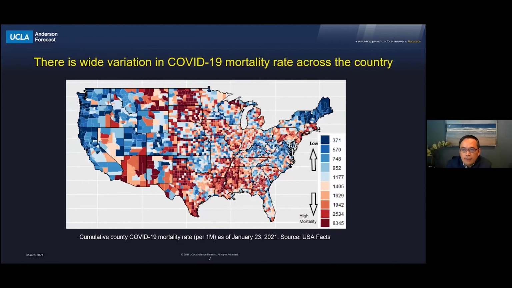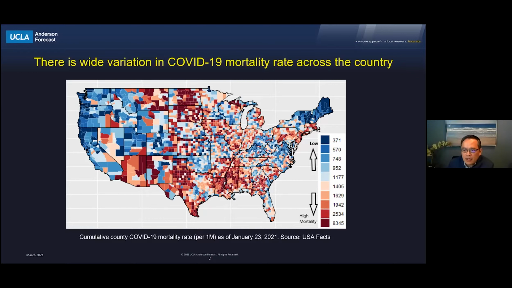In this chart, I show you the cumulative county COVID-19 mortality rate, which is the number of deaths due to COVID per 1 million population as of January 23rd, 2021. The blue color represents a low mortality rate, and the red color represents a high mortality rate. The darker the color means either very low or very high mortality. So it is very clear that there's a wide variation in COVID-19 mortality rate across the country. In today's presentation, I would like to show you what factors explain this variation.